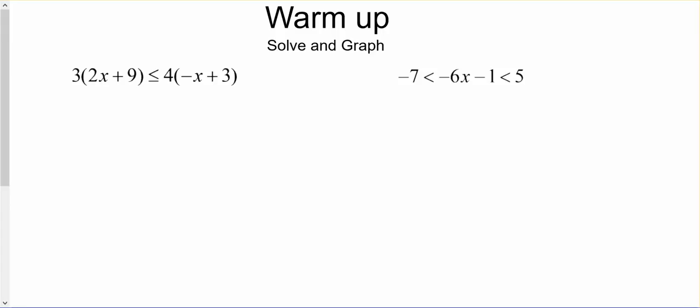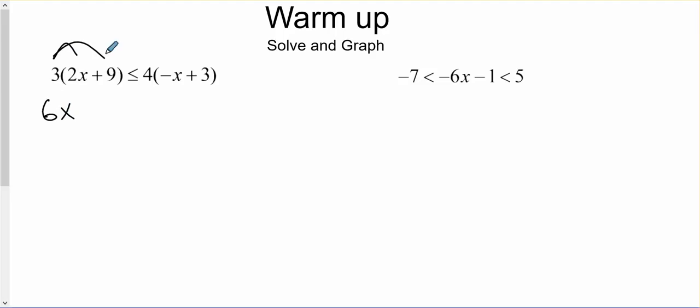This is the warm-up for lesson 11, so take a bit and try to do this warm-up. You'll pause your player. So let's do this. We're going to distribute a 3, so we'll get 6x plus 27 less than or equal to negative 4x plus 12. And now, what do we want to do? Let's get our x's on one side and our constants on the other side.